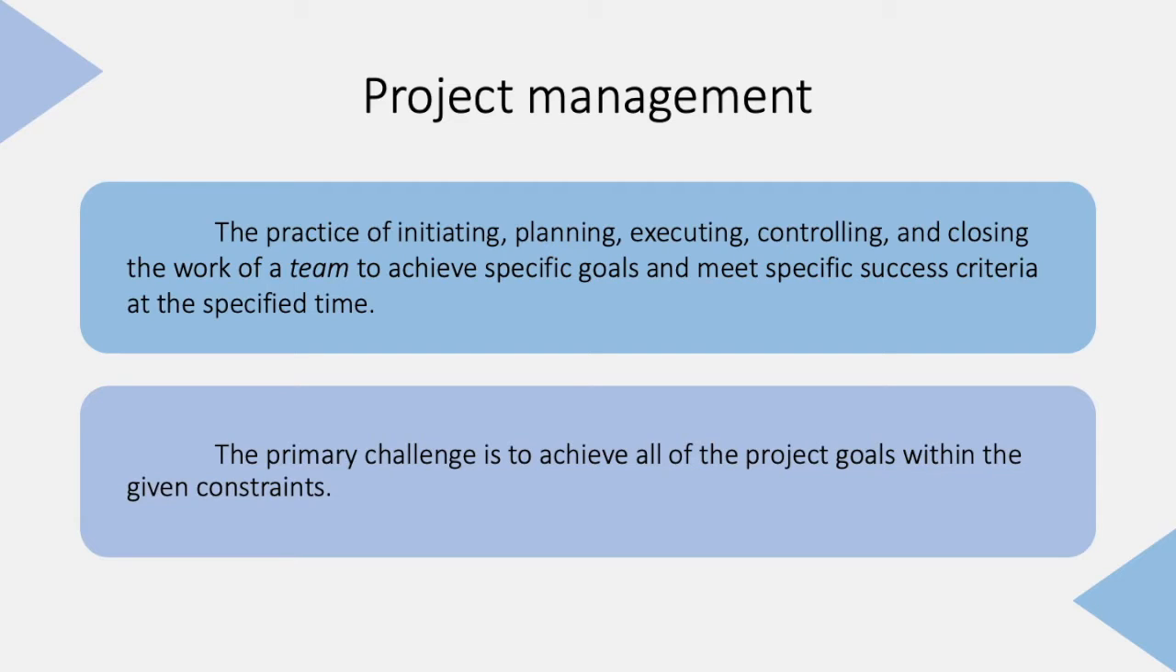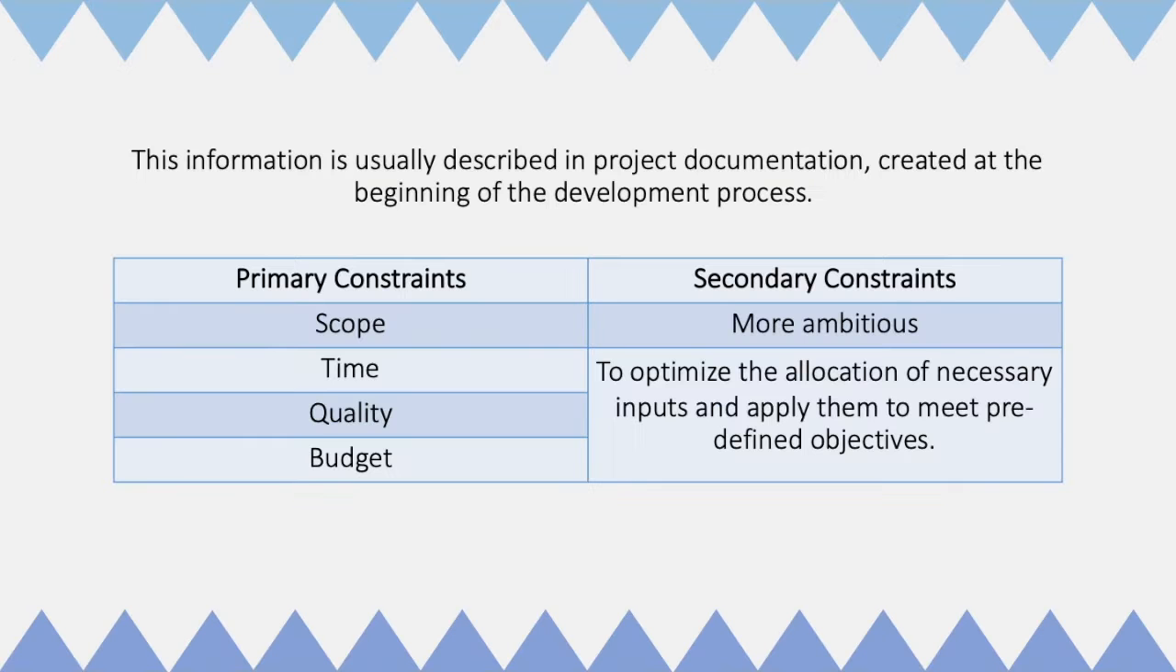The primary challenge of project management is to achieve all the project's goals within the given constraints. This information is usually described in project documentation created at the beginning of the development process. The primary constraints are scope, time, quality, and budget.